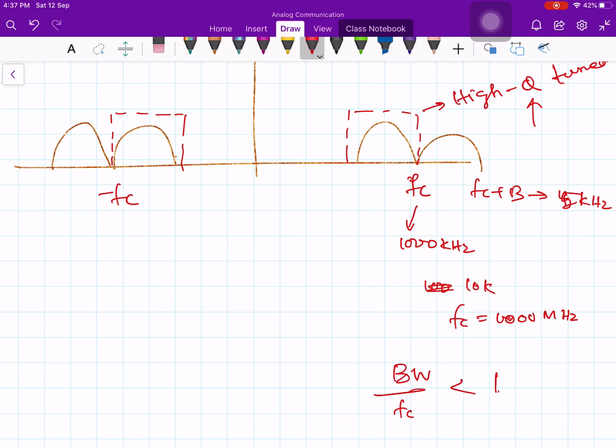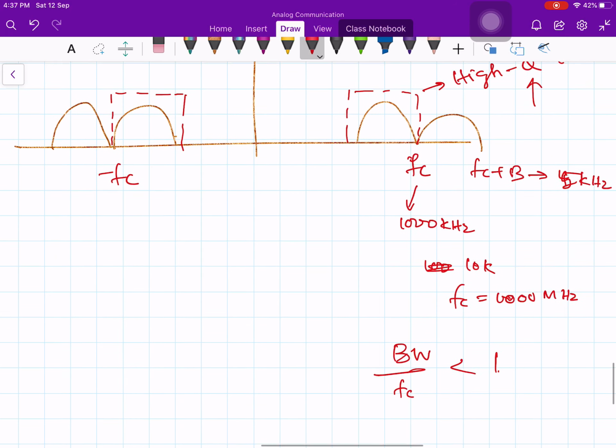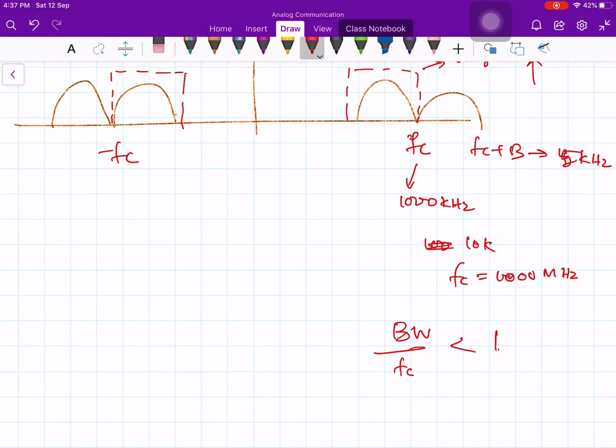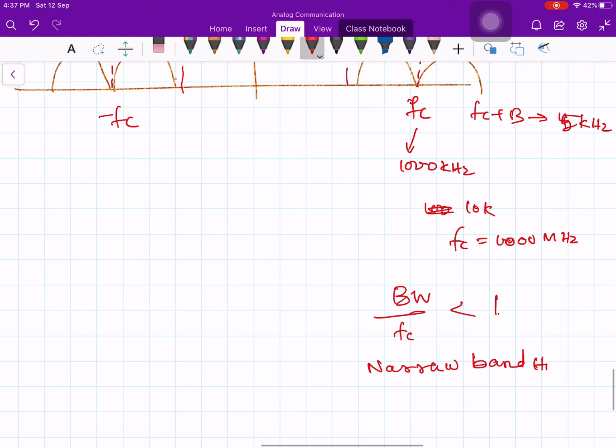So you require typically a very high carrier frequency and a small fraction of the bandwidth. That will be a very small fraction of the carrier frequency. This requirement is realized by narrow band high Q tuned filters. Okay, that will do the job.